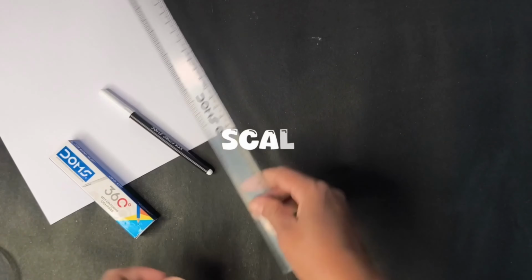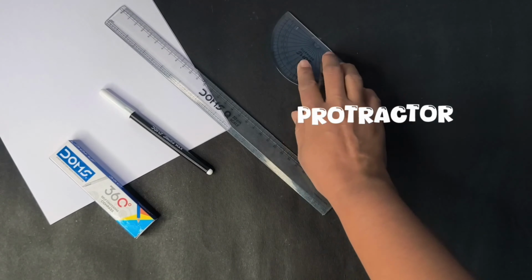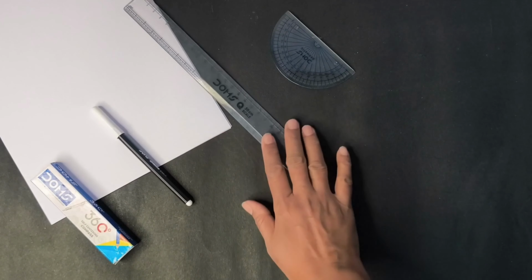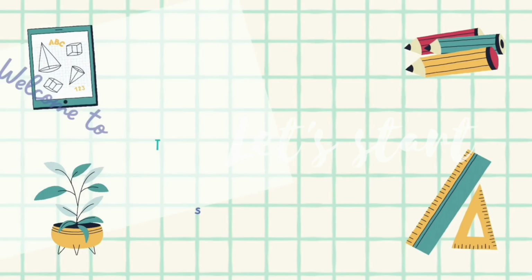Materials required are compass, sketch pen, scale, protractor to draw an angle. So let's start.